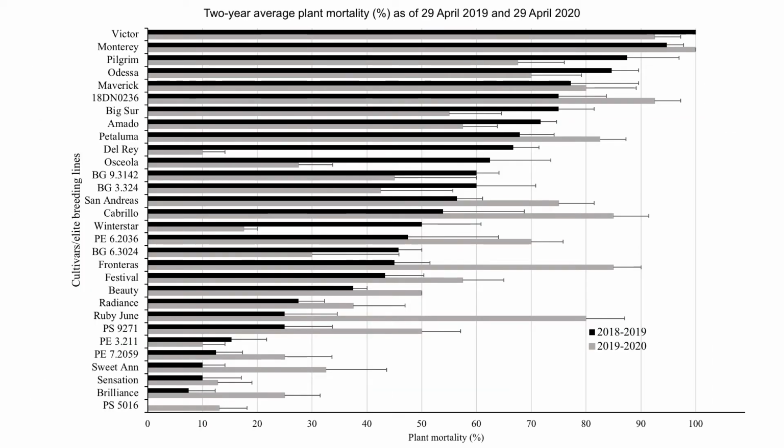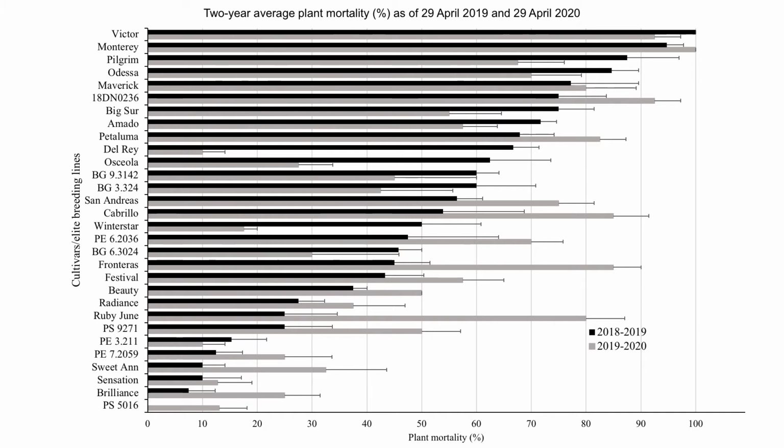I am now showing you the 2-year data of the 30 cultivars that were in both years. Here you can see the black graph shows the 2018-2019 season, and then the gray graph shows the 2019 and 2020 season. You can see cultivars like Victor and Monterey that are right at the very top with high percent mortality show the cultivars had very similar results in both years.